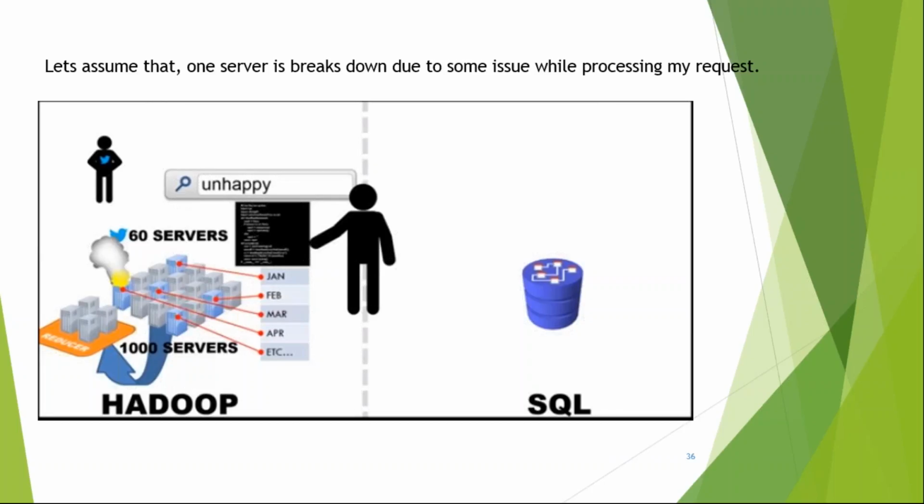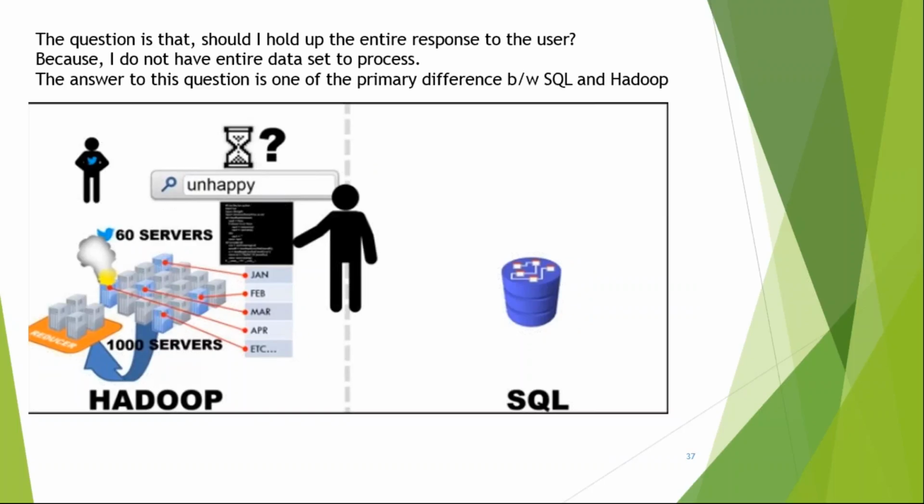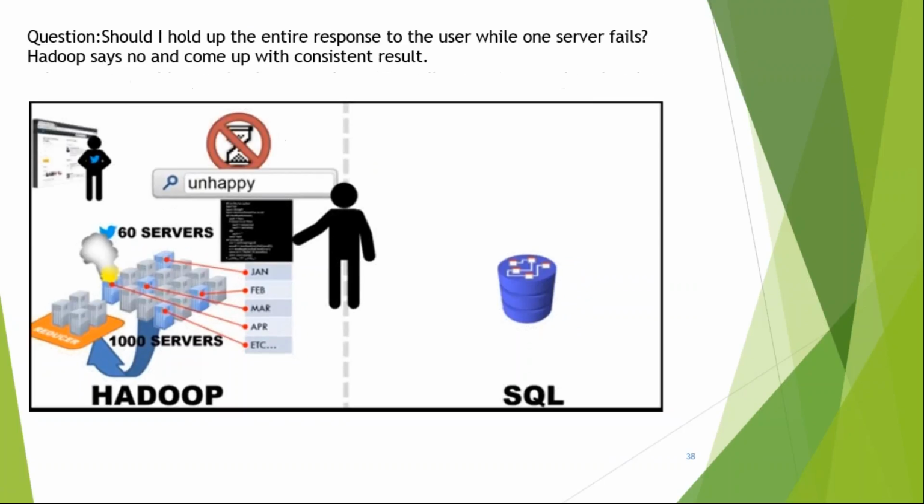So Hadoop says that I will not fail because I have the data replicated on another machine. I will succeed. But what does SQL say? The question is, should I hold up the entire response to the user because I do not have the entire data set in the process? The answer to this question is the primary difference between SQL and Hadoop. So Hadoop says that no, I will not hold up. I will not say it's a fail. I will process the data because I have duplicated data in another machine.